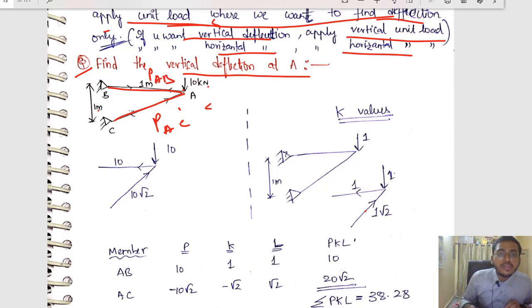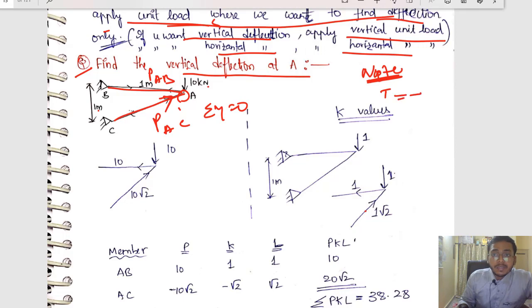So what is PAC? How to get PAC? You can use sigma y equals 0 at this joint A. Let me take the sign like this. Sign convention is very important. Make a note here: if nothing is given in these problems, always take tension as positive and compression as negative. If you are taking a compressive force, never forget to mention minus. If you are taking a tensile force, always take plus. So PAC, what am I assuming?